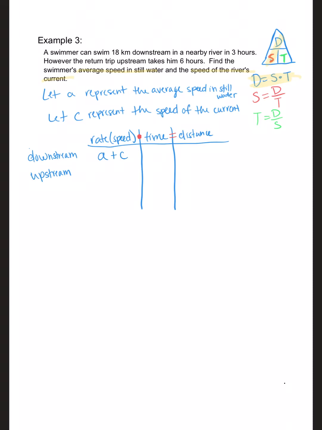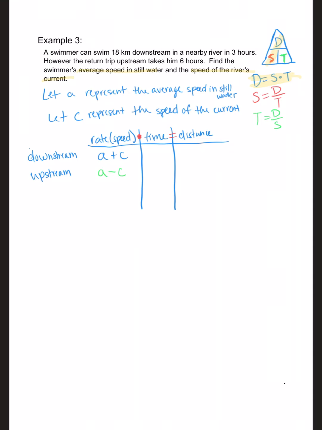And then when we're going upstream, that current's going to be working against us. So whatever our average speed is, our current's working in the opposite direction, so that's going to be subtracted from our average speed. When we're going downstream, the current is a plus, and when we're going upstream, we're working against the current, so we have to take that into account and take it off of the speed we're traveling at.